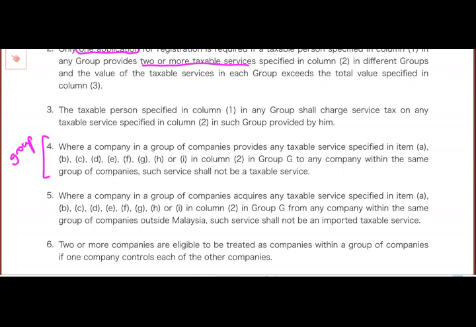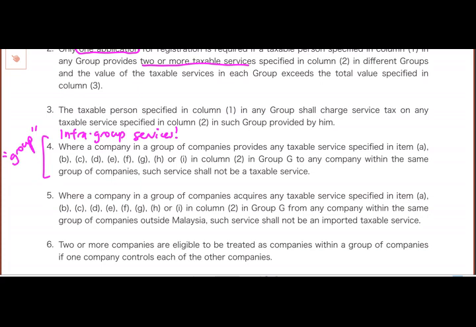Now, if you fall as a group, do I have to charge service tax for intra-group services? For example, a company operates a restaurant, and another company operates other things. The staff come to the restaurant and eat, and the company will pay. So inter-company, we are paying for the food. Because we're in a group, do I have to charge 6% on the food? Now, this is what it says.